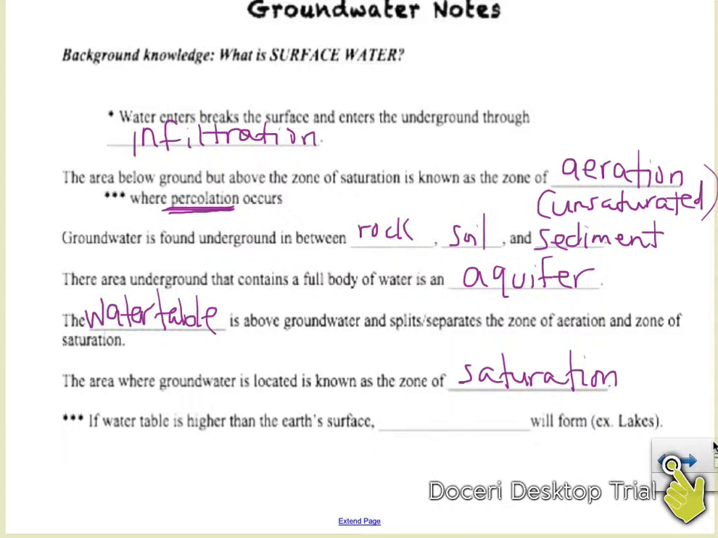If the water table is higher than the Earth's surface, this is going to form, Rogerlyn? Not necessarily a stream. Surface water, an example of which is a lake. This is how we get our lakes. When your water table becomes higher and it starts to seep out, we get lakes like that. Questions about the top portion?